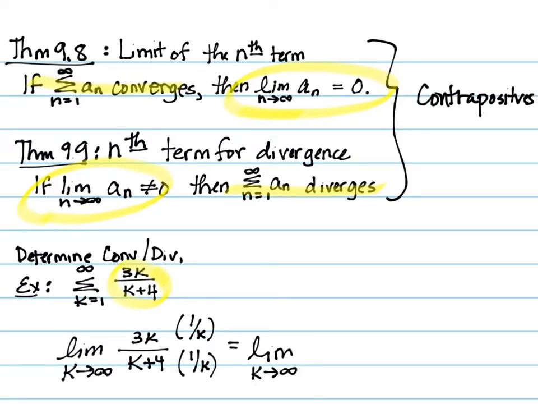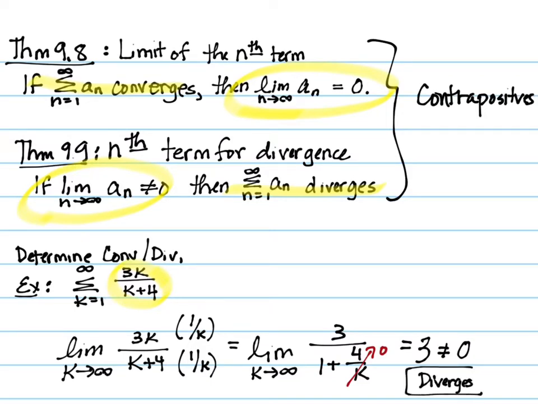So the limit as k goes to infinity. On the top, I have 3. On the bottom, I have 1 plus 4 over k. What do I know about the 4 over k? It goes to 0. As k goes to infinity, the 4 over k goes to 0. So what does this limit approach? 3. I know this is not rocket science, but 3 does not equal 0. Why does it matter? Because the nth test for divergence talks about that limit and whether or not it does or does not equal 0. And it does not equal 0. And since it does not equal 0, what that means is this diverges.